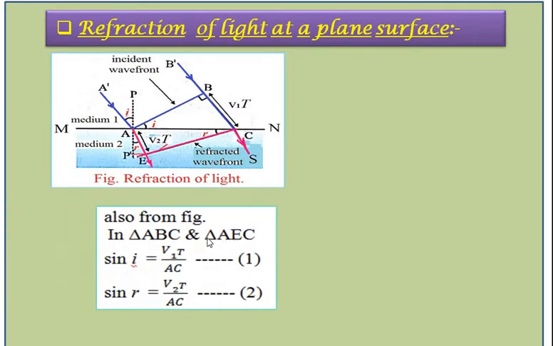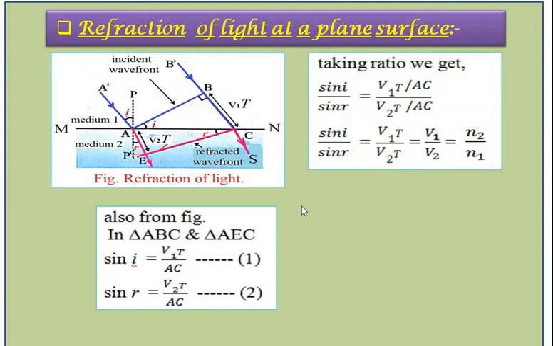From the figure, in triangle ABC and triangle AEC, sin I is equal to BC divided by AC, that is V1T divided by AC, and sin R is equal to AE divided by AC, which is equal to V2T divided by AC.